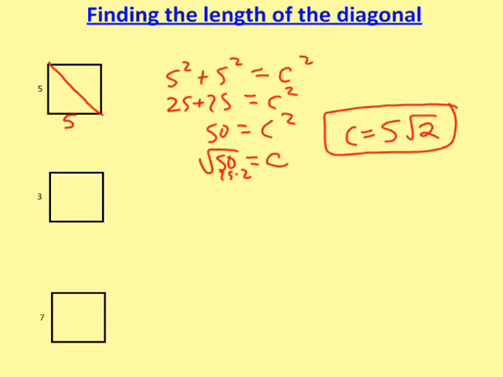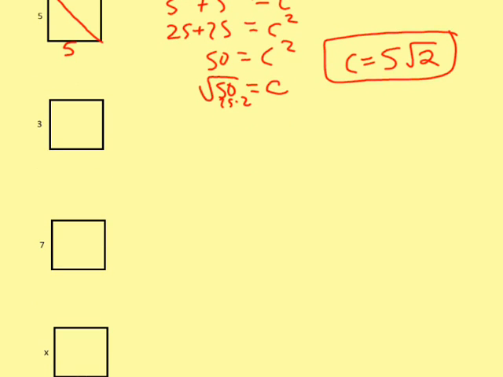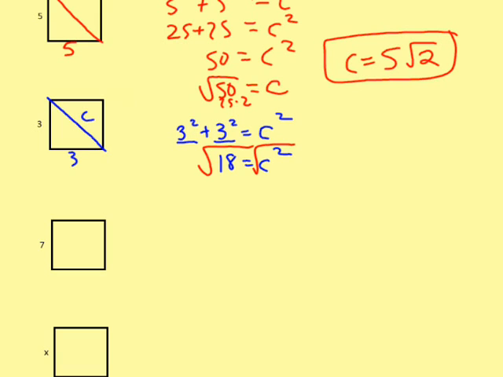For the next one, we have a side length of 3. We're still looking for this length, that's our c: 3 squared plus 3 squared equals c squared. 9 plus 9 is 18. If we take the square root of both sides, this is 9 times 2, so that is 3 root 2. So c is equal to 3 root 2.